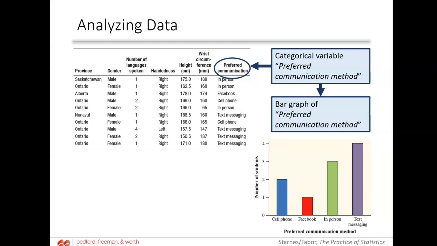So the cell phone, Facebook, in-person, text message categories are displayed at the bottom. And then up the vertical axis, we have the number of students that answered that as their preferred method. It's very obvious from that bar graph that the largest number of students preferred text messaging. Very few preferred Facebook. I feel like this is real data.